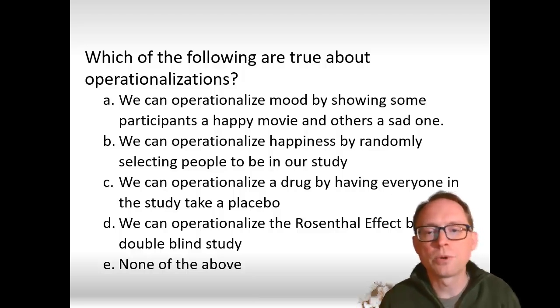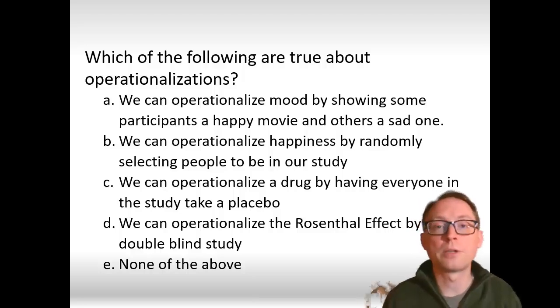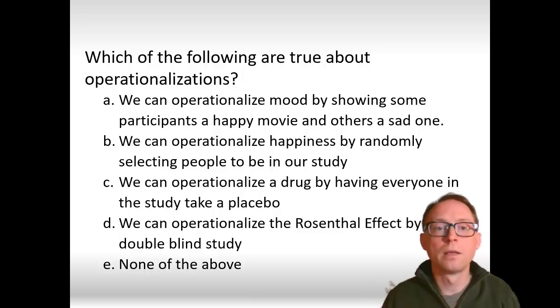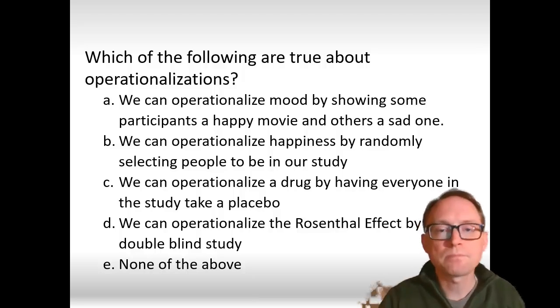You operationalize the Rosenthal effect by using a double-blind study? No, you get rid of the Rosenthal effect by using a double-blind study. You don't operationalize it. So the correct answer is A. You can operationalize mood by showing some participants a happy movie and others a sad one.